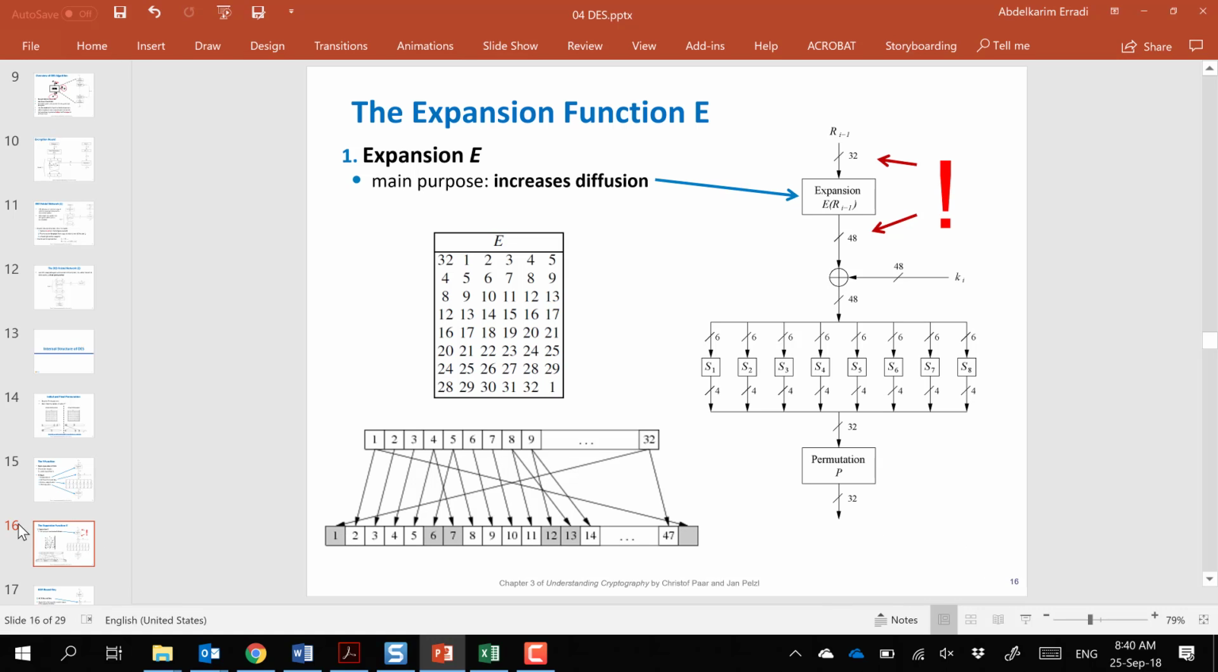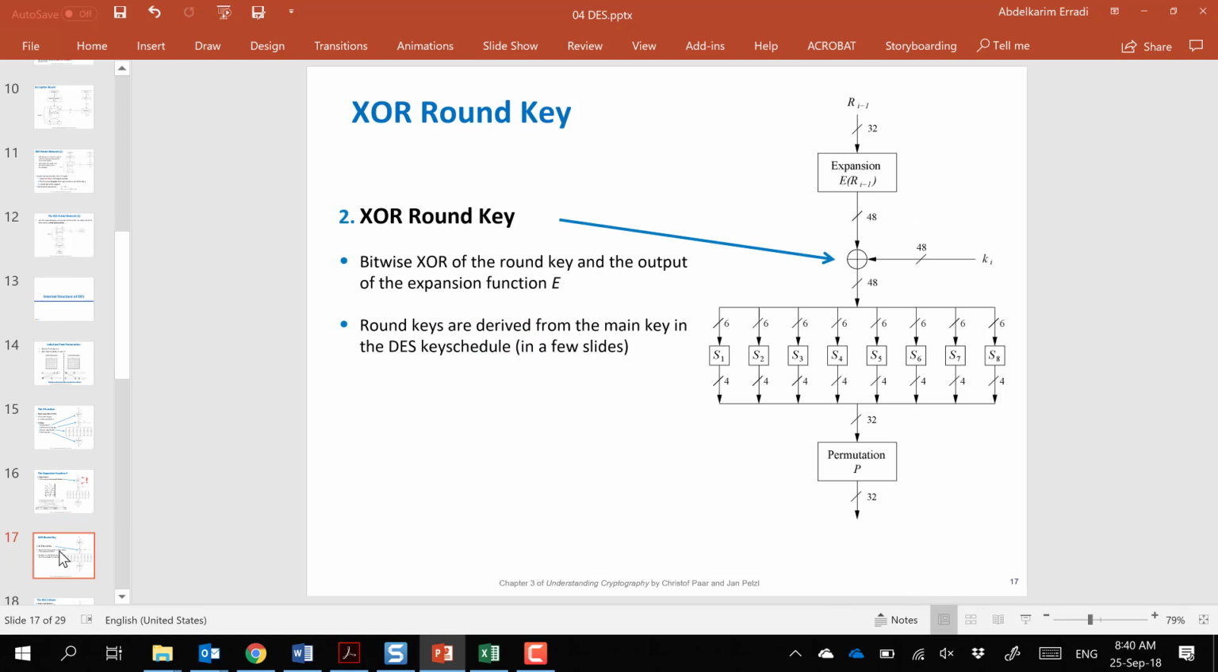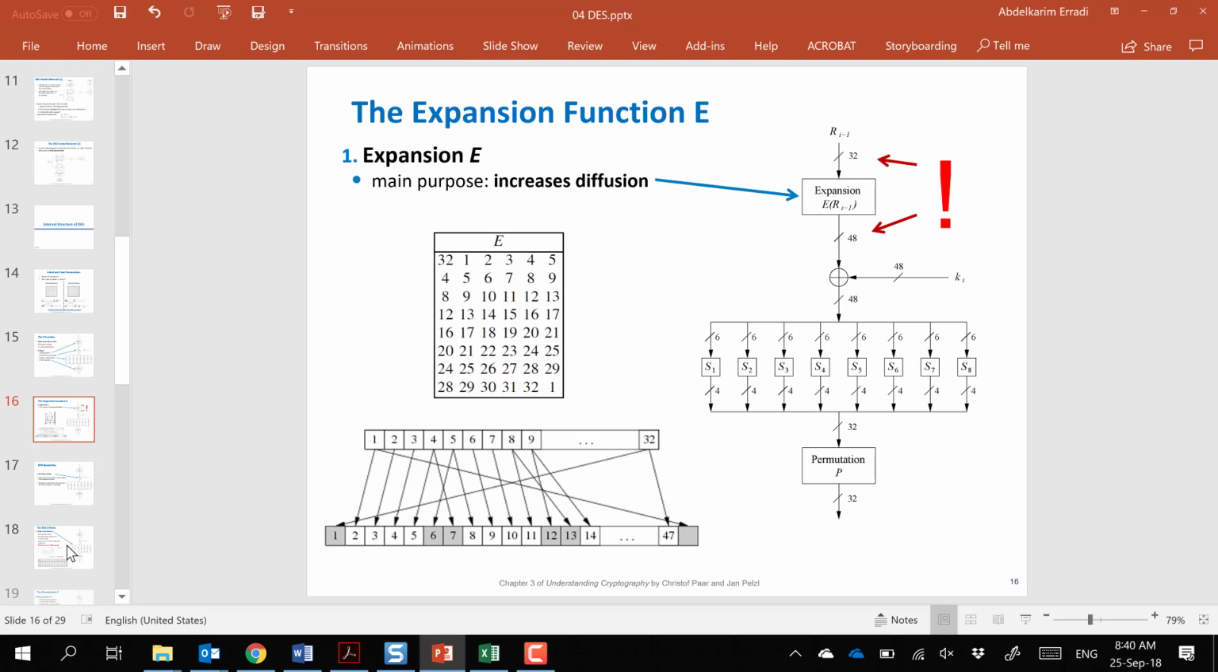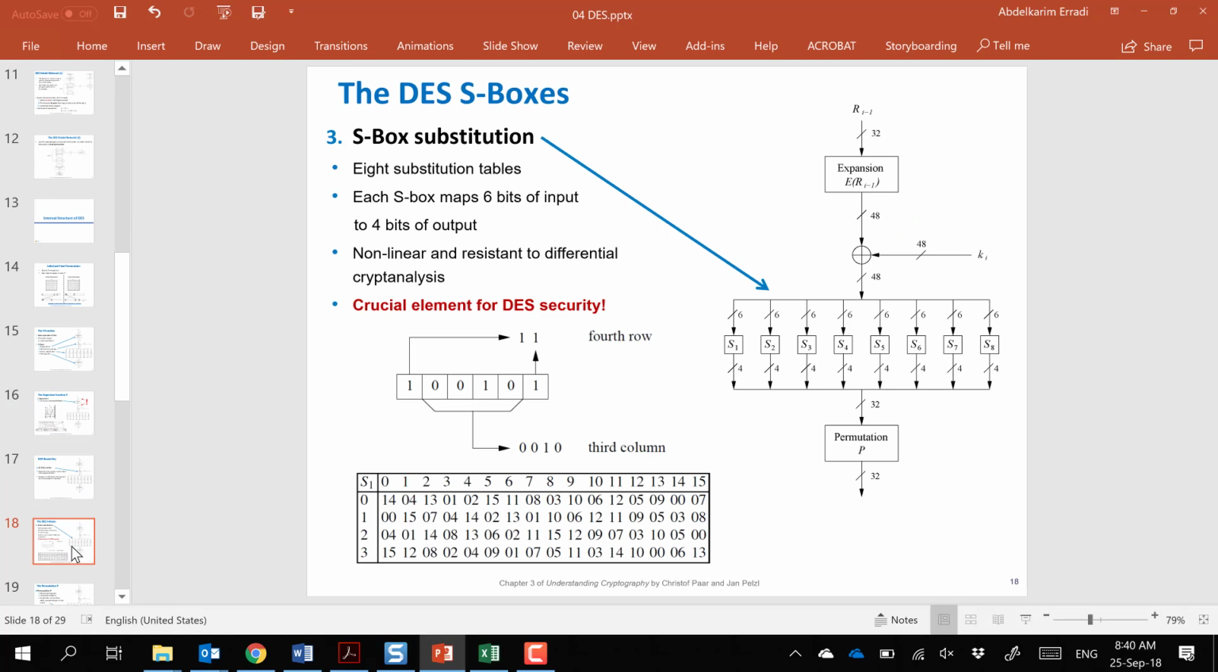Okay, now the next step is XORing. This is simple. All we do, the output we get here, we XOR with the subkey that's coming. The 48-bit subkey, we XOR it with the result of the expansion. Now, once we do this, it's time to do the S-box, the substitution. This is the heart of the algorithm. This is what makes it unbreakable.